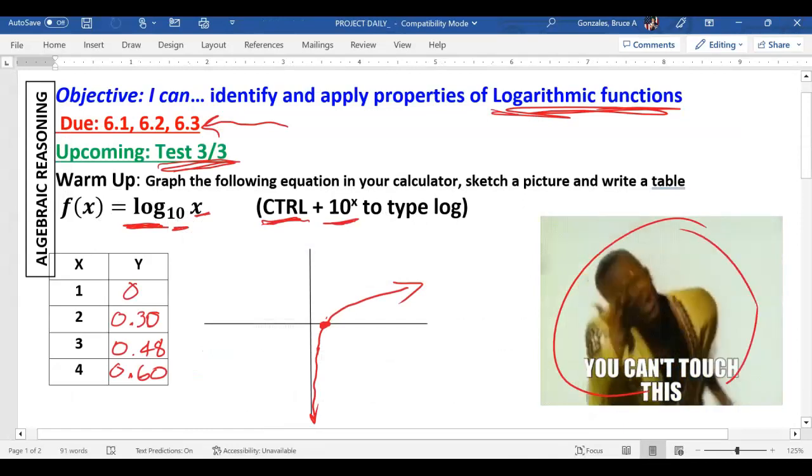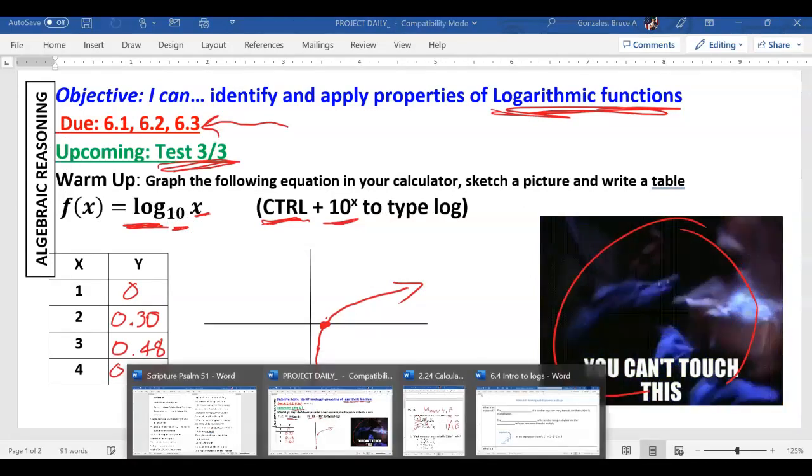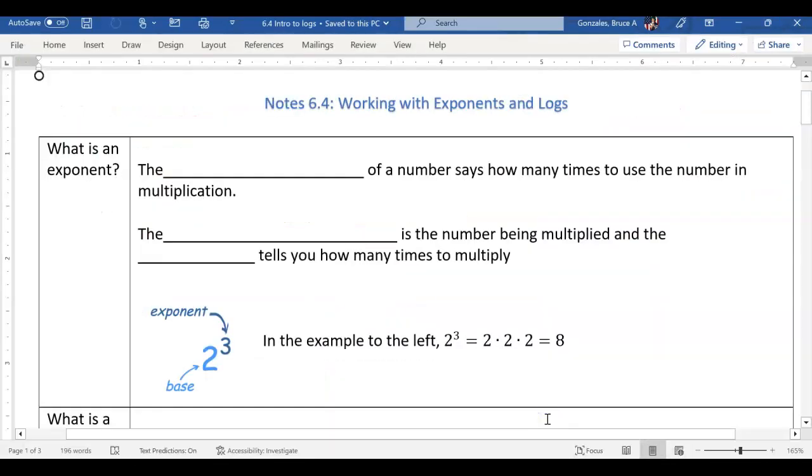Oh, just not forget, can't touch this from last couple days, right? Y'all's favorite song from MC Hammer. So we're just making sure everyone has this paper. 6.4, working with exponents and logs. Make sure your name is on it.